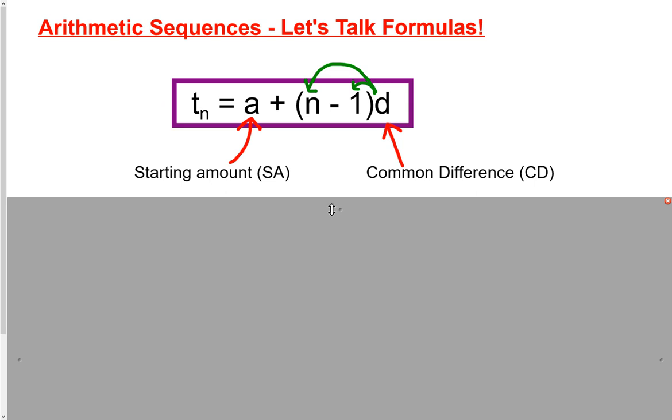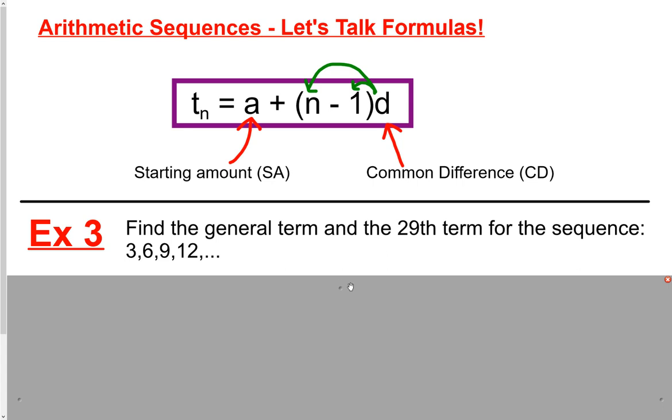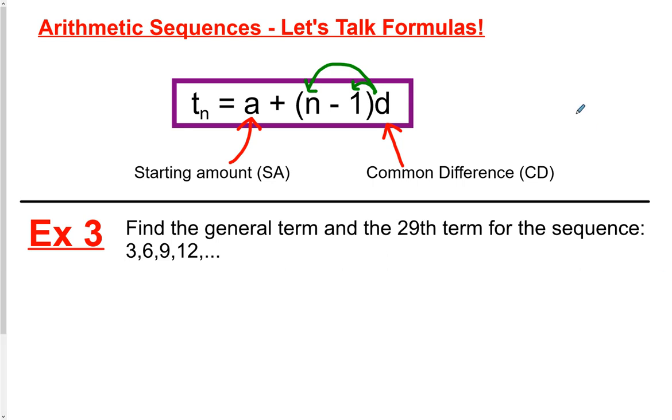Okay, you finished writing that down? Let's go through an example. We're going to try and find the general term and the 29th term for the sequence 3, 6, 9, and 12.